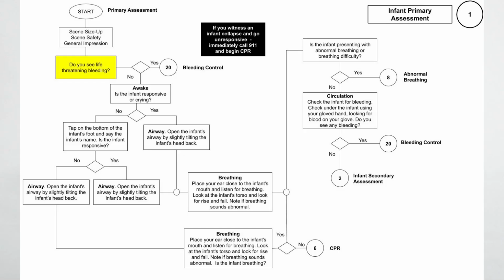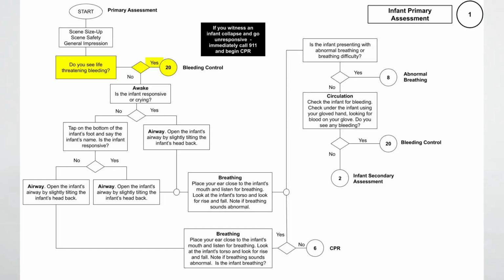We also want to check for life-threatening bleeding. Life-threatening bleeding is where we see blood spurting out of the infant, or we see the infant covered in blood, or laying in a pool of blood. If we find this, we need to stop right here and take care of the bleeding, because if we don't, that could kill the infant really, really quick. We're going to talk about methods of stopping bleeding later on in this course.